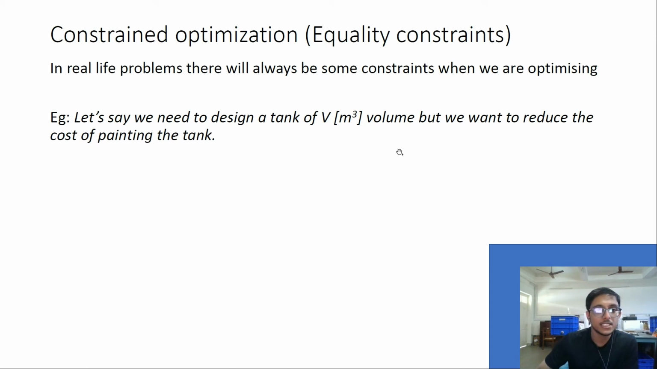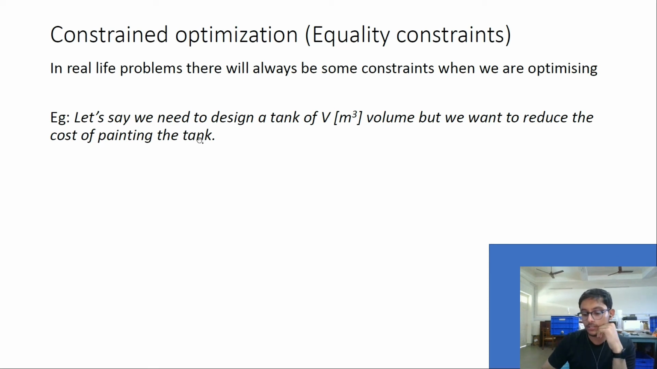So let's see how we optimize with an equality constraint. Real life problems, as we know, will have some kind of constraints. Definitely, it will not be like no constraints. So let's say we take an example where we have to design a tank that has to have a volume of V, but we want to reduce the cost of painting the tank.